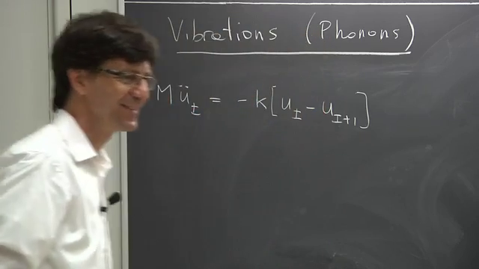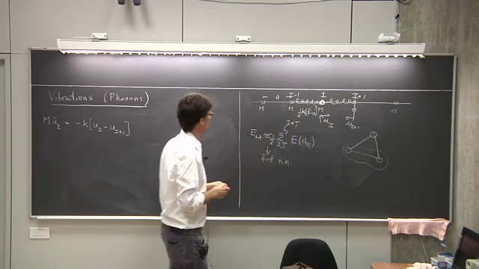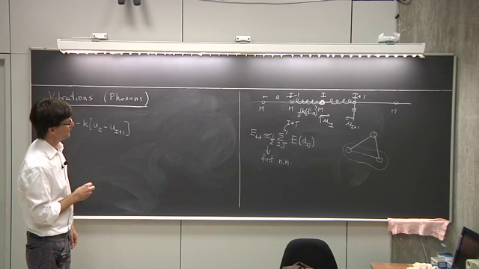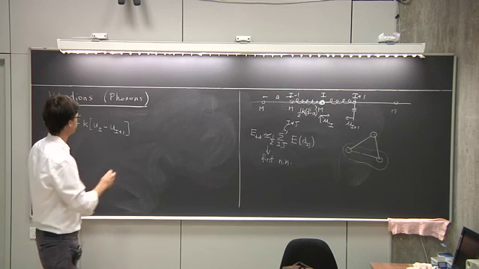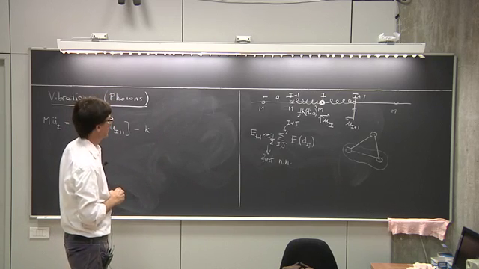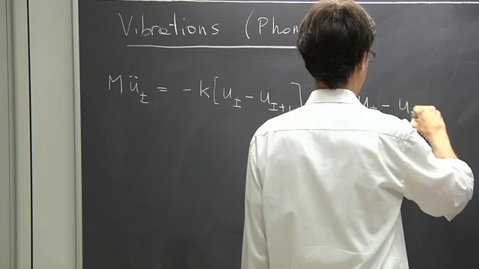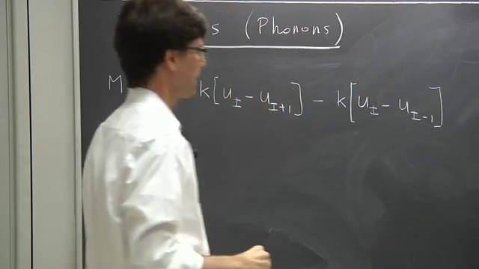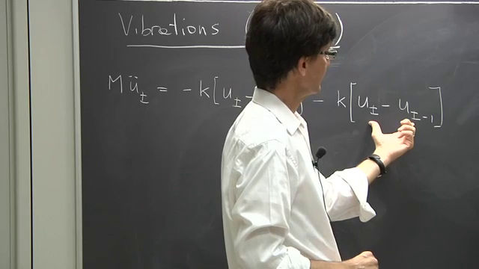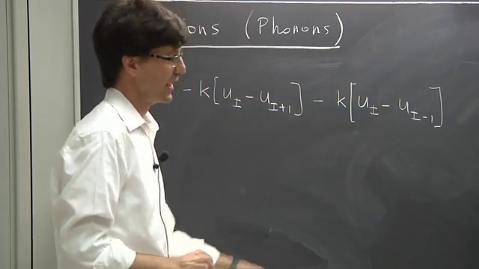Is it okay? Then there's going to be another force due to atom I minus 1. And this will also be given by minus K Ui minus Ui minus 1. So again, the distance between I and I minus 1, which is Ui minus 1 is here, and then minus K, which is the restoring force.